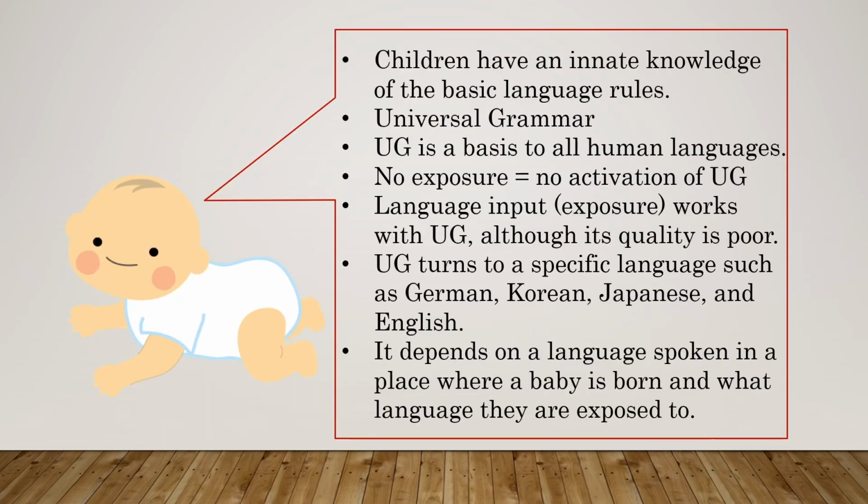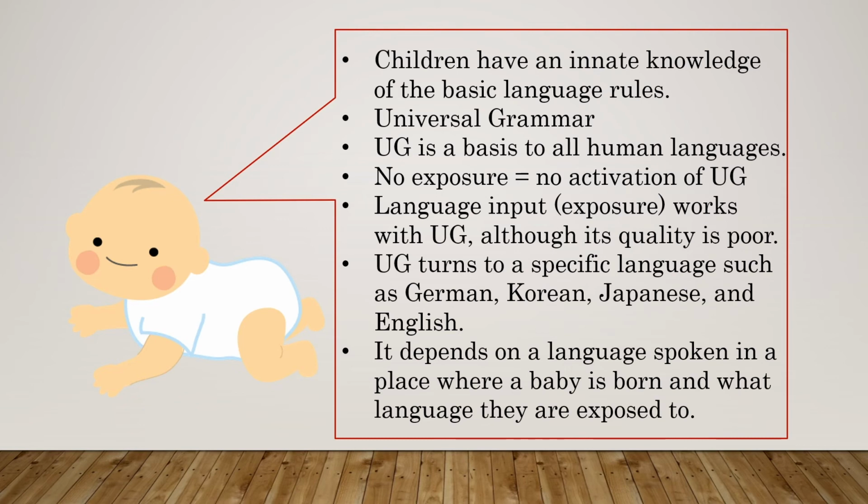According to Chomsky's innate theory, children are born with an innate knowledge of the basic language rules, which is referred to as universal grammar. Universal grammar is a basis and is applicable to all human languages. However, it does not work unless language input activates it. That means children must be exposed to a specific language in daily life.